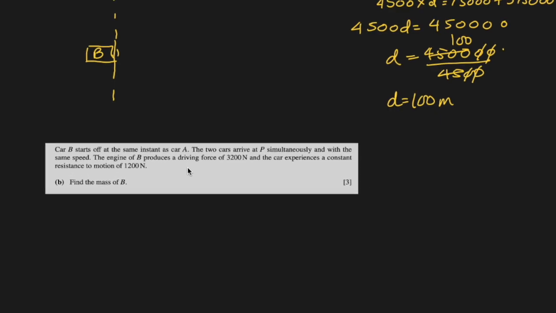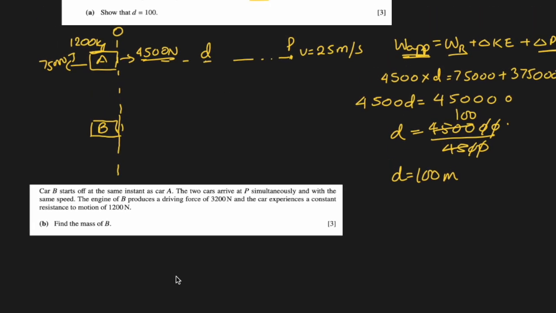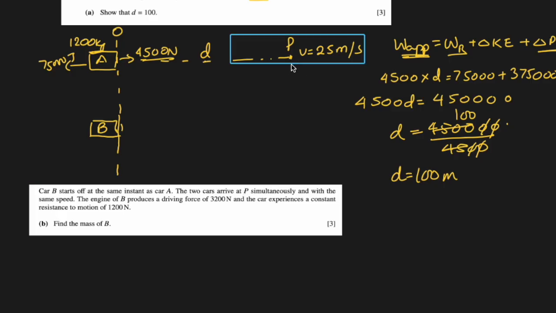What about the B part? Okay, we'll have to bring the B part up. The car B starts off at the same time as car A. That means they are traveling side by side. The two cars arrive at P simultaneously. So B also reaches here at the same time. Time taken is exactly the same. And with the same speed. So the speed here is also 25 meters per second.